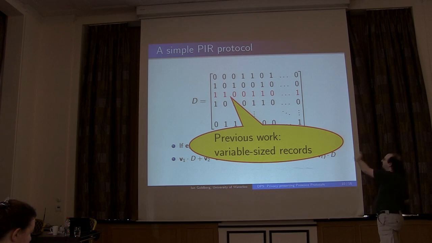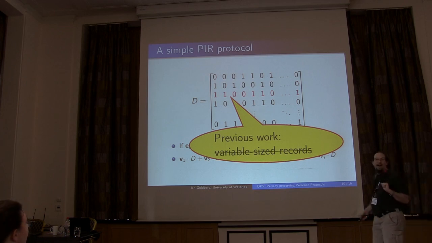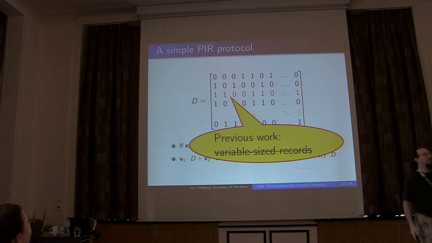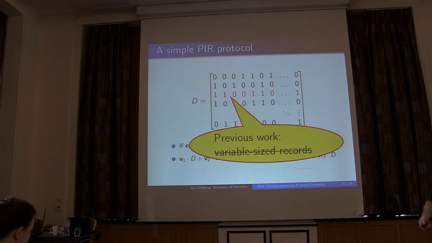Real databases don't look like that. Previous work can handle variable size records as well, but we don't need that for DP5, so we're not going to use that fact. I'm just telling you that PIR can handle things better than this.